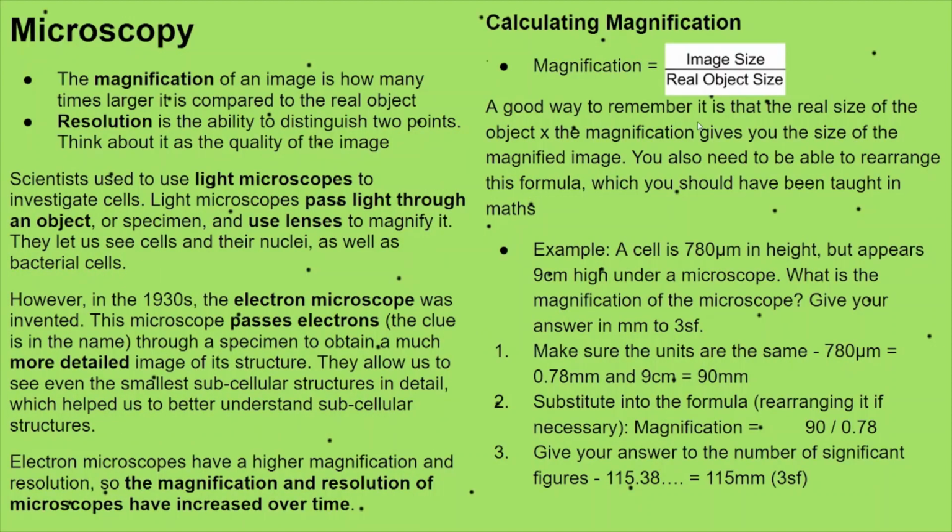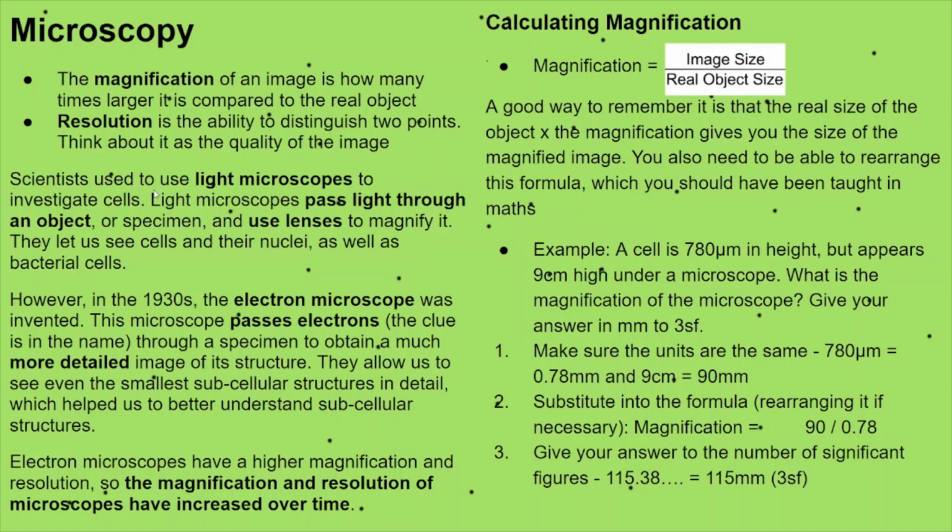So now we're going to look at microscopy, which is especially important for the triple science people. There are two terms that are very important when understanding microscopy. Magnification is how many times larger the image is compared to the real object, and resolution is the ability to distinguish between two points. So you can think about it as the quality of the image. You may have heard it used to describe computers.